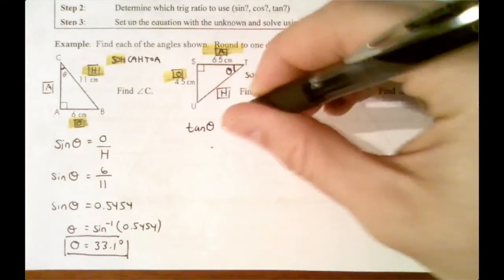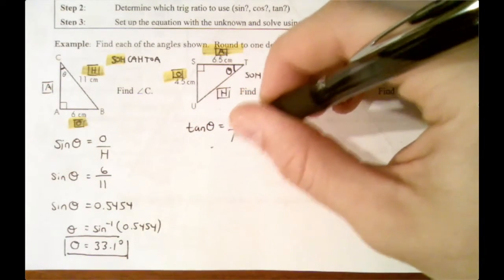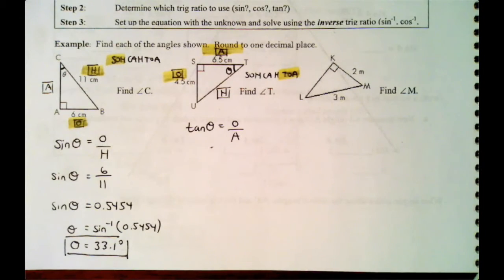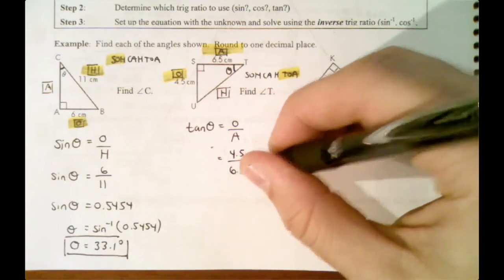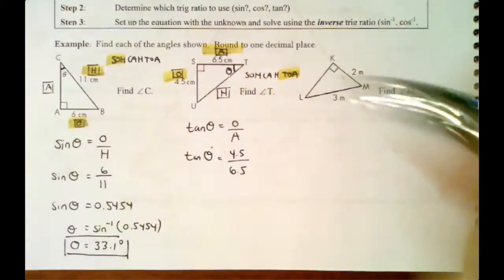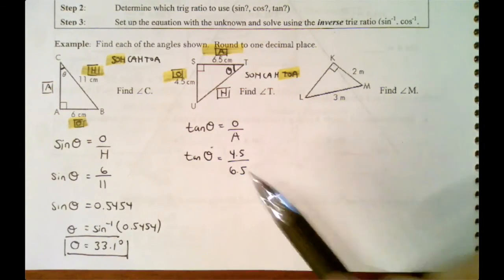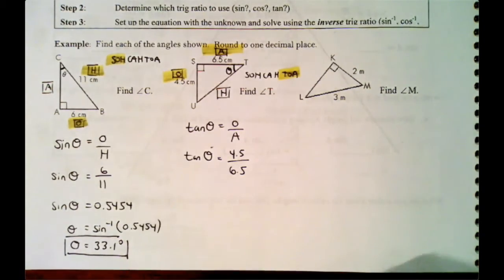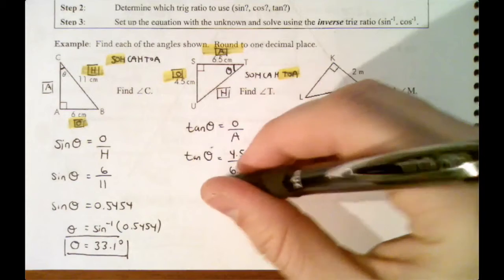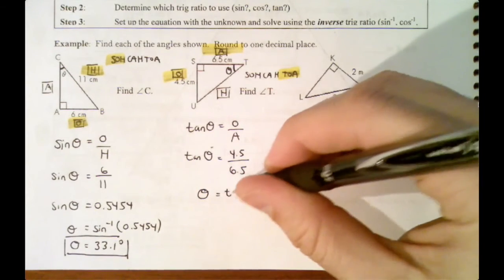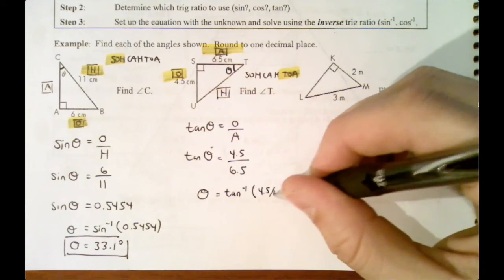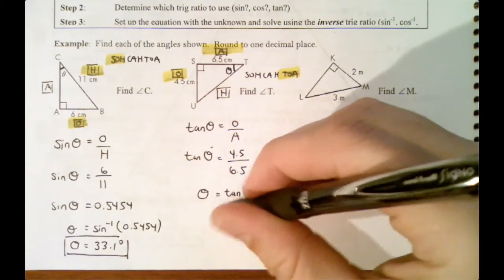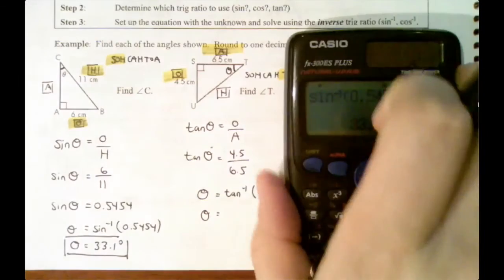So we got tan theta equals O over A. Order matters, it's got to be O over A. Let's fill in what we know. O is 4.5. A is 6.5. Tan theta. Now you can do 4.5 divided by 6.5 and get your decimal and finish like we did over here, or we can go right to the inverse. Tan inverse, and then we're going to use a bracket, 4.5 divided by 6.5. And we can type that whole thing in our calculator, and it saves us a step.